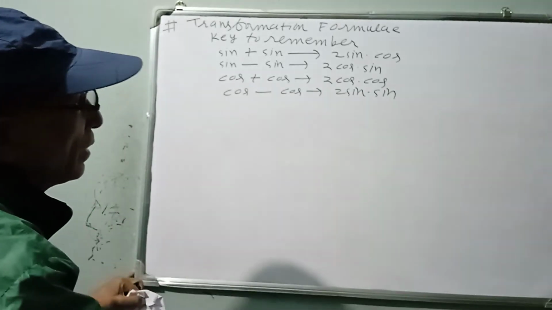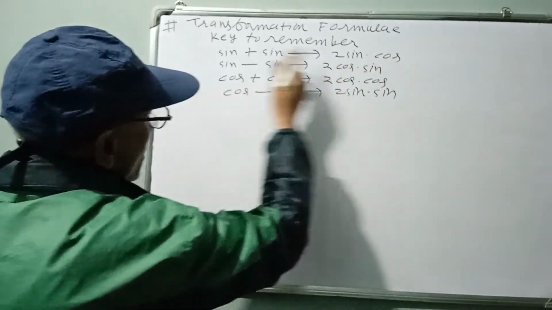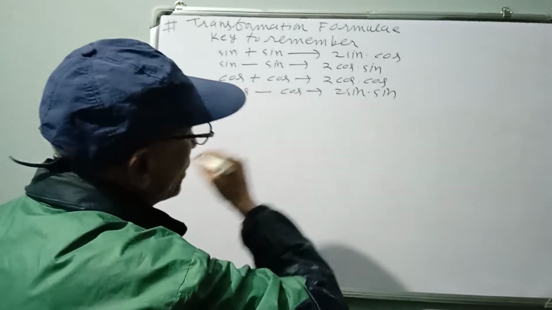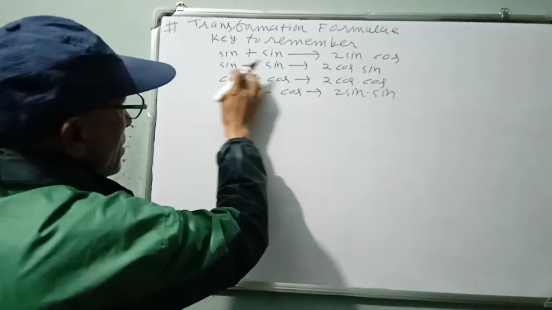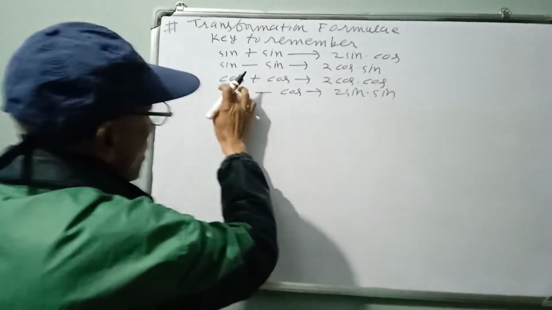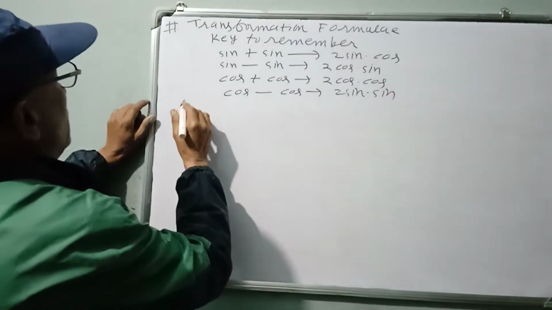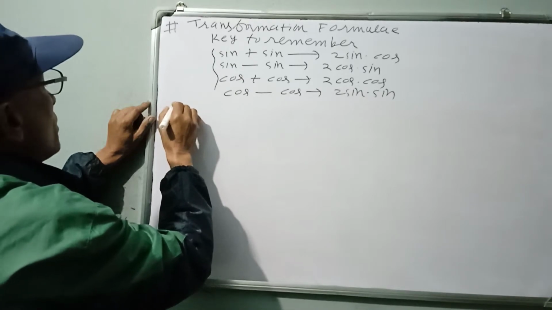What does it mean? I'm going to write down the full form. 2 sine cos, sine plus sine. So see, left and right, you have to read both. 2 sine cos, sine plus sine. 2 cos sine, sine minus sine. 2 cos cos, cos plus cos. 2 sine sine, cos minus cos. Full form. Following this rule, I'm going to write down some formulae.